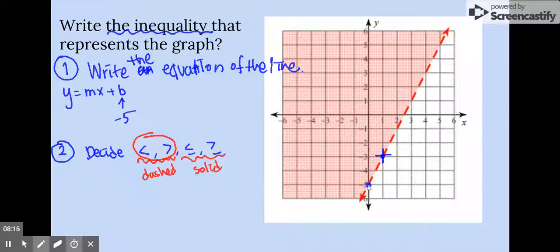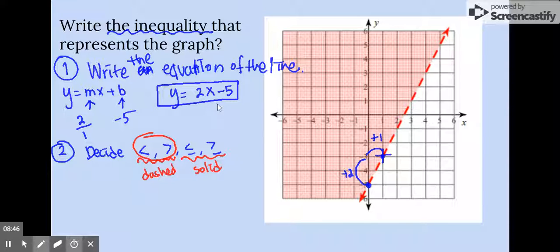So now the slope is positive. You remember that? And going up by 2, and going to the right by 1. So going up by 2, it's +2. Going to the right by 1, it's +1. So the slope is going up by 2 and going to the right by 1. So if you rewrite it, y is equal to 2x minus 5. We just have the equation.